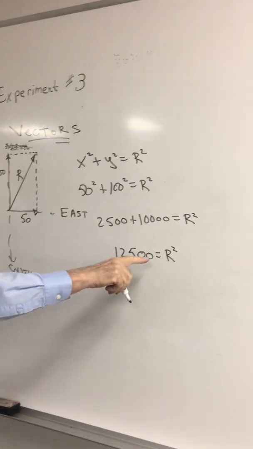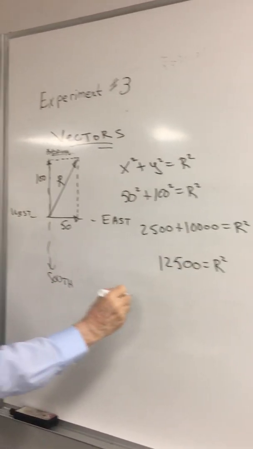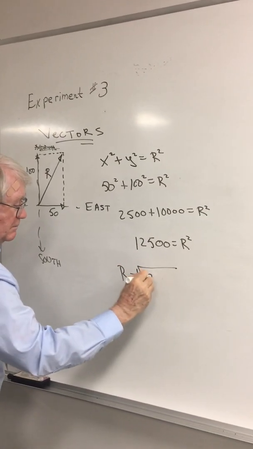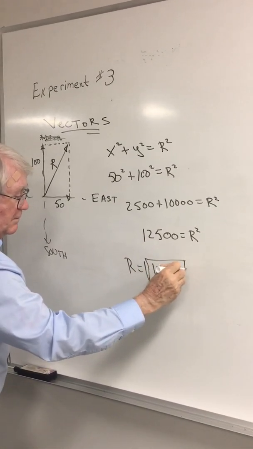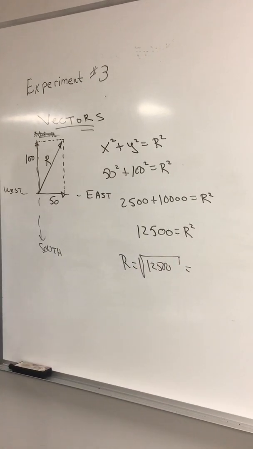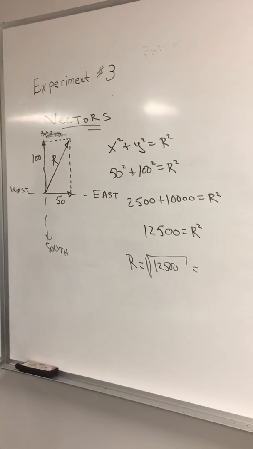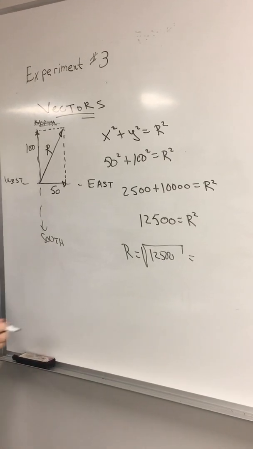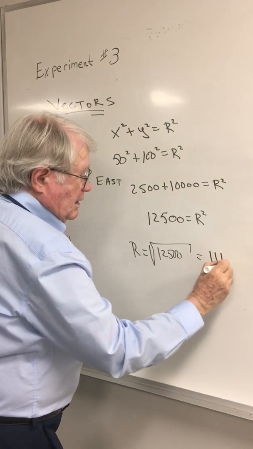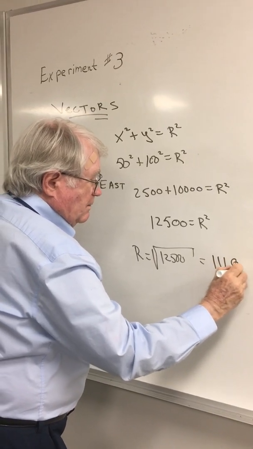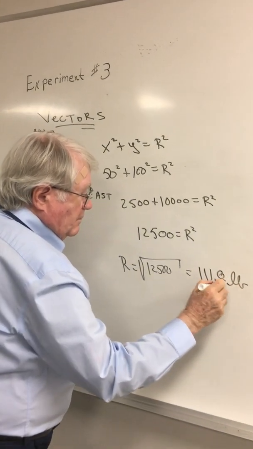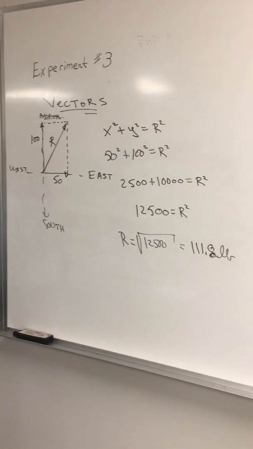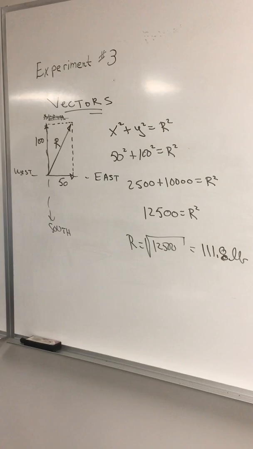Now once we know that R squared is equal to 12,500, the way we get R is to take the square root. Getting out your calculator, putting in 12,500, and taking the square root of that number, it's 111.8 pounds. Now, unfortunately, that's not enough because this is a vector, you have to know the direction.